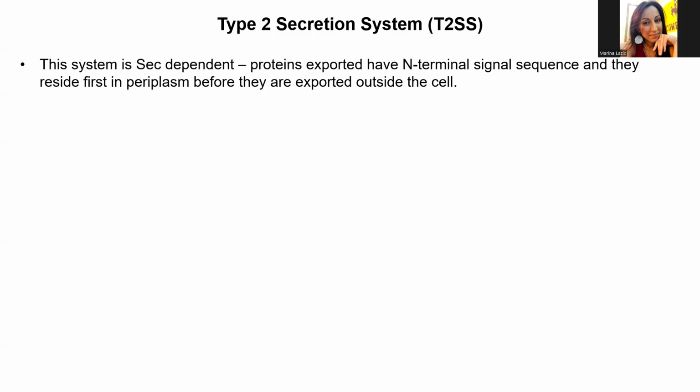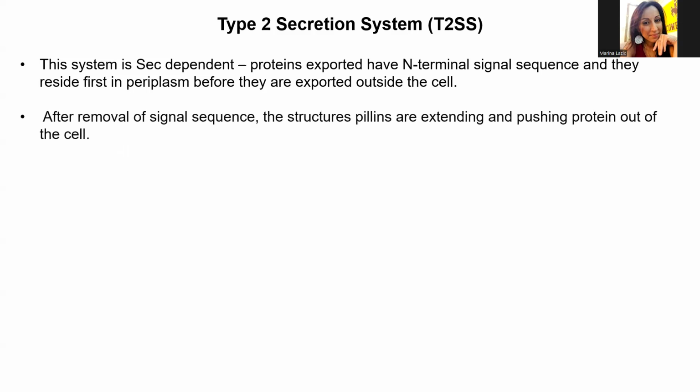And the reason why is because in the periplasm that N-terminal signal sequence is going to be removed, and then after removal of that signal sequence, the structures that are usually similar to pilins are going to extend and push protein through the cell, well, through the periplasm. So it's piston-like, we say piston-like systems that drive ATP hydrolysis. So it's slightly discontinuous compared to type 1 secretion.